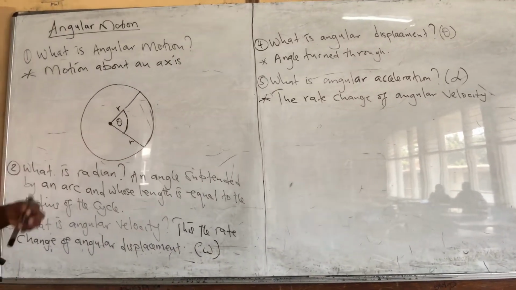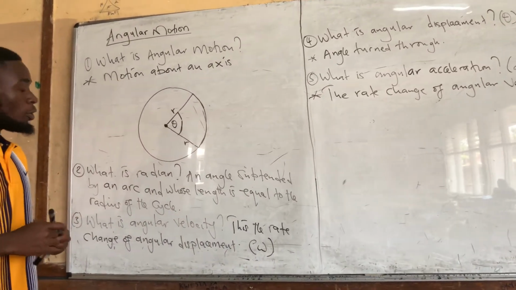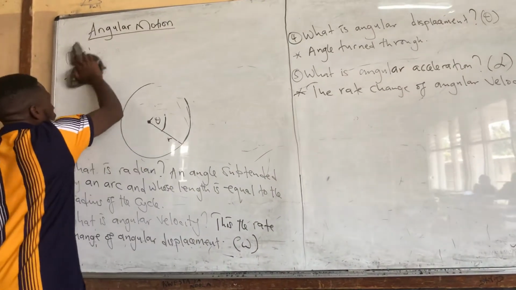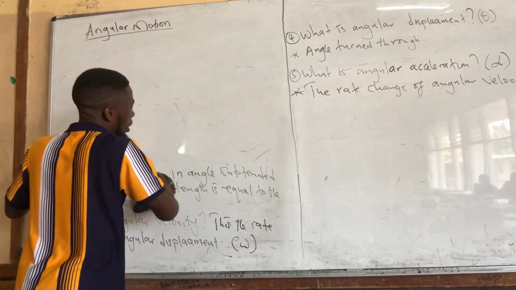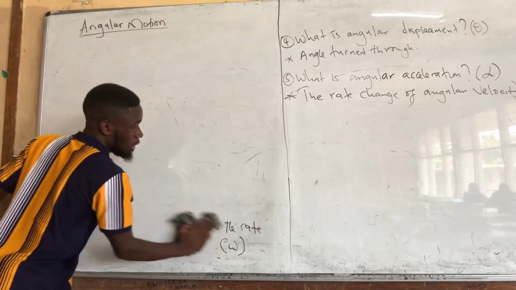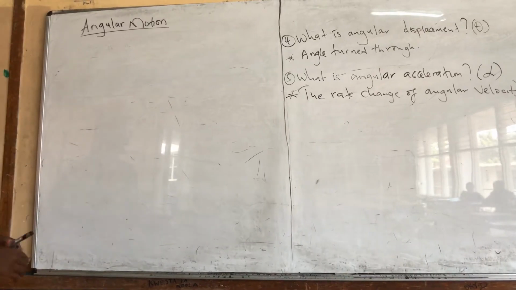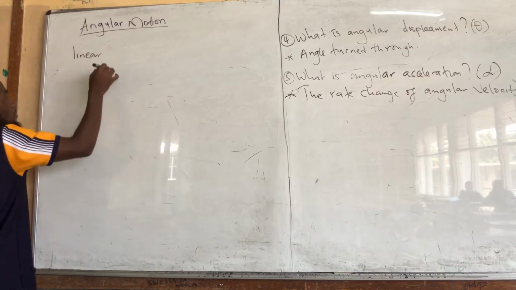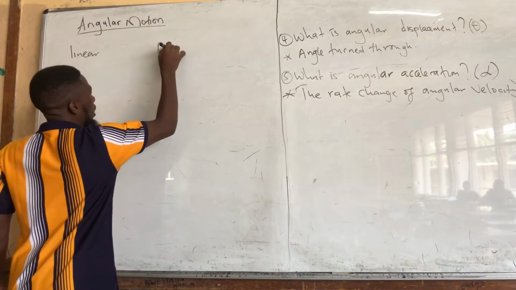Okay? So here, what's the next step here? So we need now to compare angular motion and linear motion. So let's compare angular motion and linear motion. So let's say this is linear here. And here's what? Angular motion.